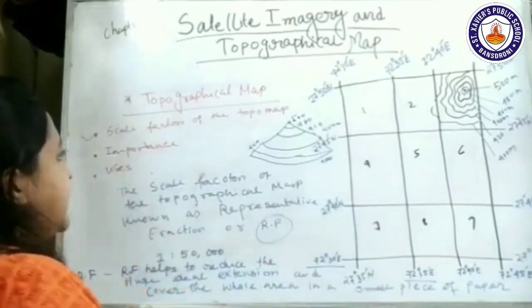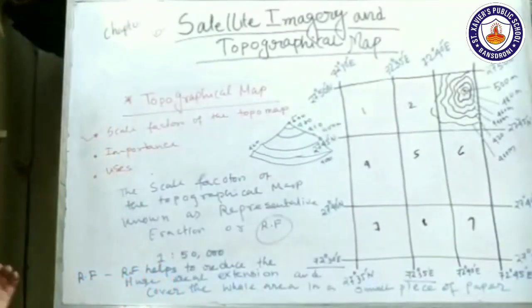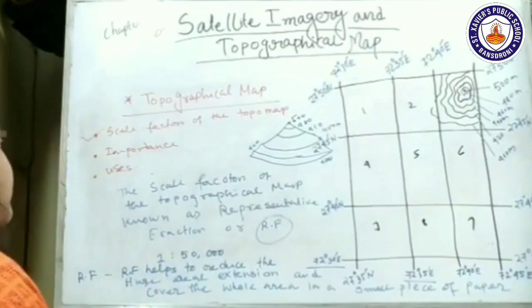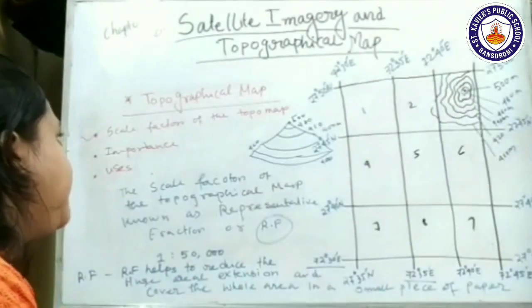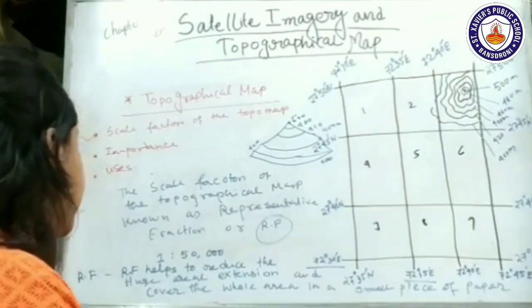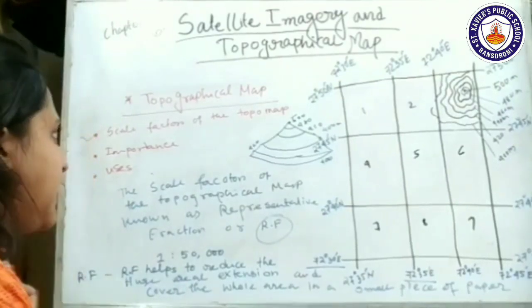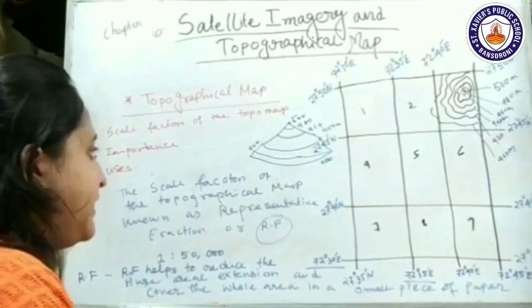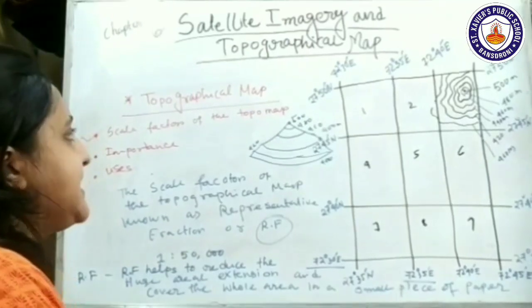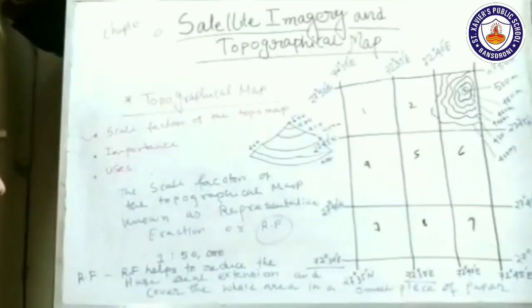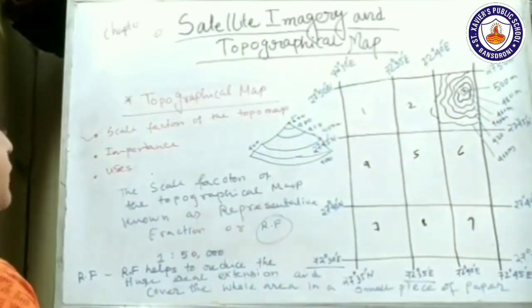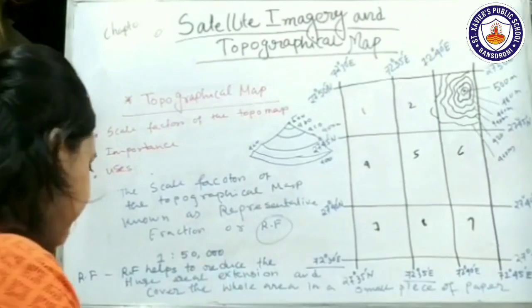And what are the importance and uses of the topographical map? That is very important. The topographical map also helps in defense or the army, and in the administrative work of the government sector. It also helps to detect the physical features or cultural features of a particular area. Right? So these are the basic structure of the topographical map.